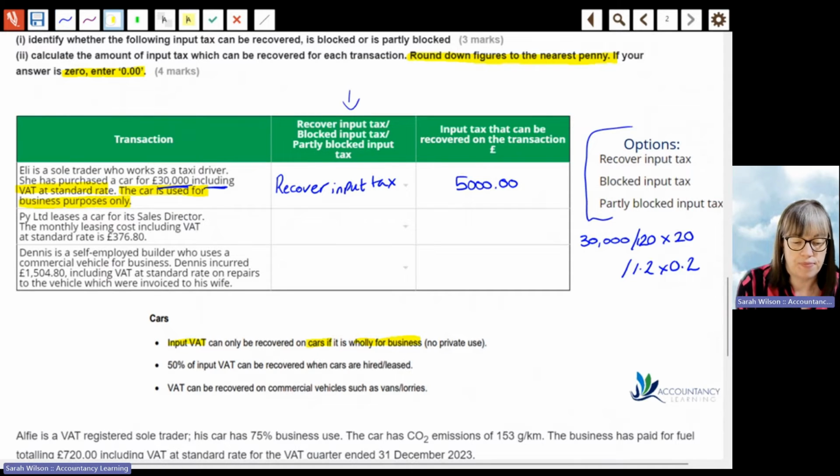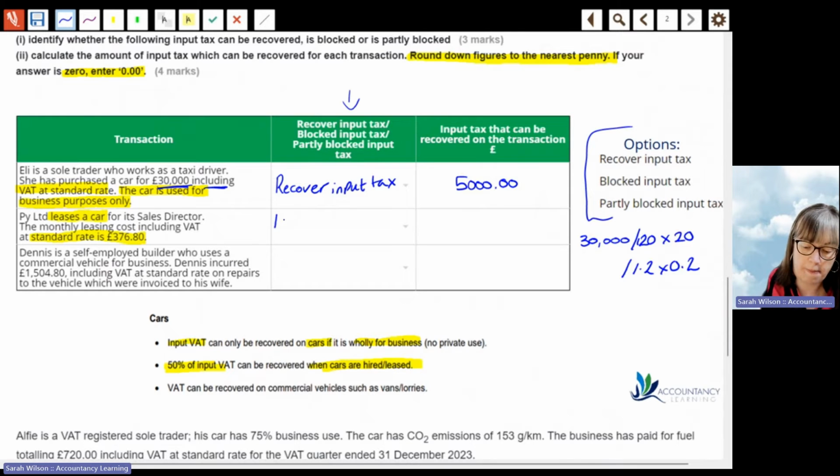The second one then is PY Limited leases a car for its sales director. The monthly leasing cost, including VAT at standard rate, is £376.80. So for this one then, we're leasing a car and standard rate VAT. So let's look at our reference material. We can see that when cars are hired or leased, 50% of the input VAT can be recovered.